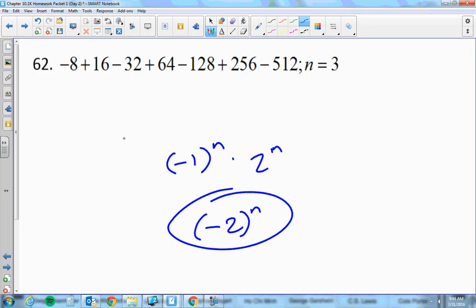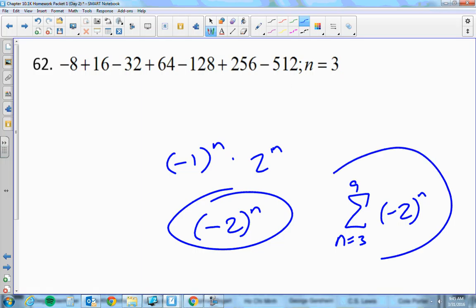But, actually, let me write the final answer. We weren't supposed to just find a rule for those numbers. We're supposed to write a summation, sigma notation for that series. Well, n starts out as 3. The rule is simply negative 2 to the power of n. And the upper limit is what? Because 512 is 2 to the power of 9. And so that's the actual answer to the question, not that.